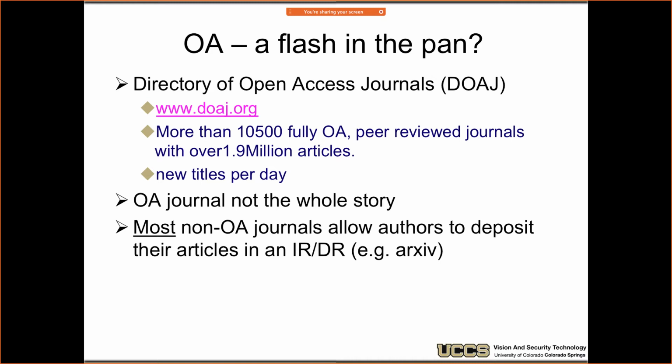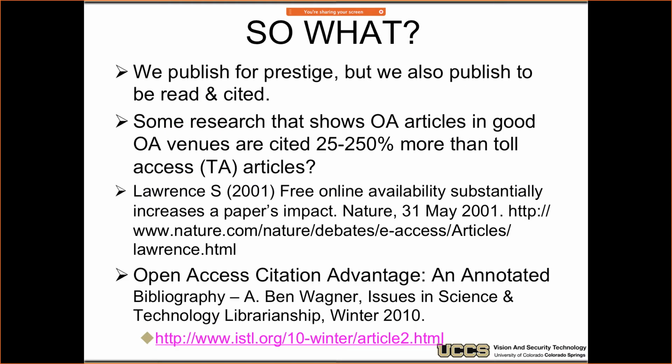Okay, so I got off topic, but we publish for prestige, and we also publish to be read and cited. Some research has shown that open access articles in good venues are cited 25 to 250% more than pure toll access ones. So your choice of a venue that allows open access, like CVPR, matters. We're probably between 50 and 100% increase in our papers' citation rates after we became open access. Within 2 years of that change, even before our conference became really big, we were getting many more citations.